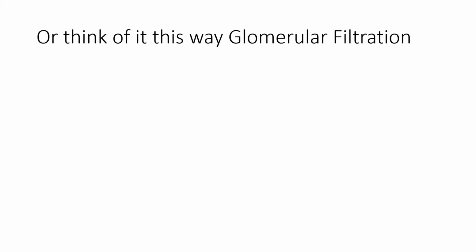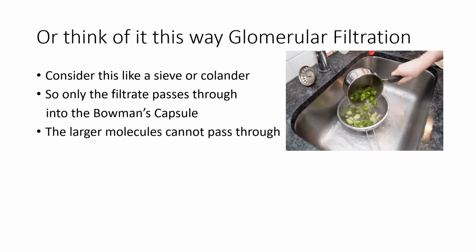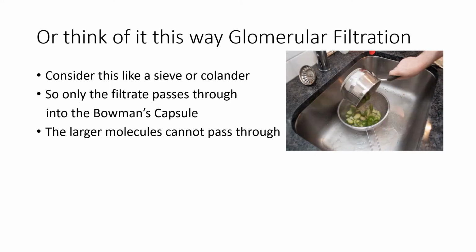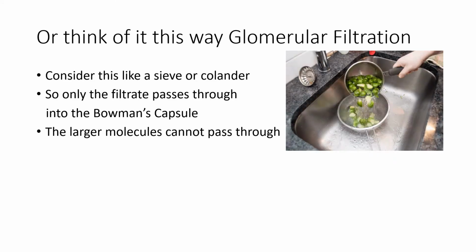Or you may want to think of it this way. Consider the Bowman's capsule a bit like a sieve or colander. So only the filtrate will pass through into the Bowman's capsule. The bigger molecules cannot pass through, so they'll remain in the circulation. So here I'm draining my sprouts into the sink. All the water's passing through the colander, so that'd be your filtrate.